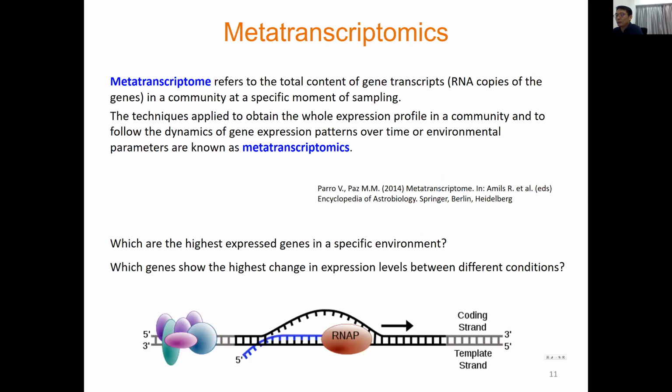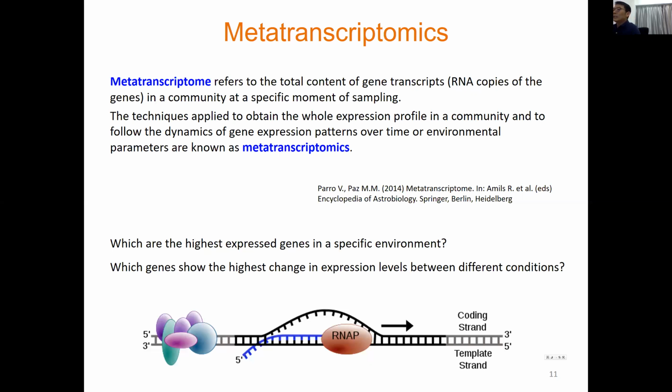By using metatranscriptome, we can answer the following two questions. The first one is which are the highest expressed genes in a specific environment? And the second is which genes show the highest change in expression level between different conditions. The first one is for studying the single environment, and the second one is for comparison. We can compare the expression level between different conditions or different samples.